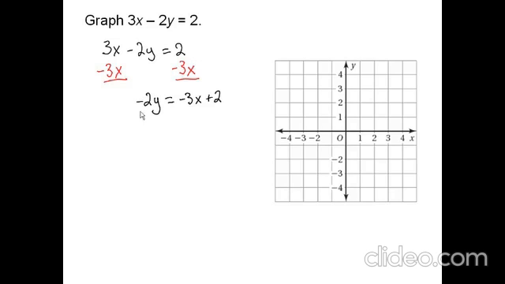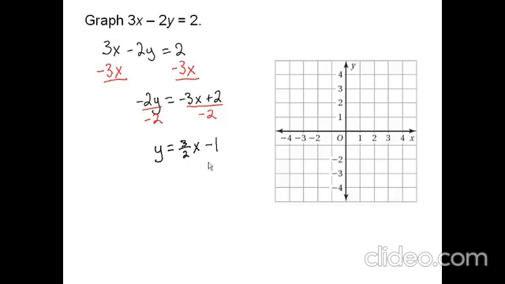Now we need to divide each side by negative 2 to get y by itself. Don't forget to divide each term on the right by negative 2. Negative 2 divided by negative 2 is 1 times y, which is the same as y. Negative 3x divided by negative 2 is 3/2 x. And 2 divided by negative 2 is negative 1.